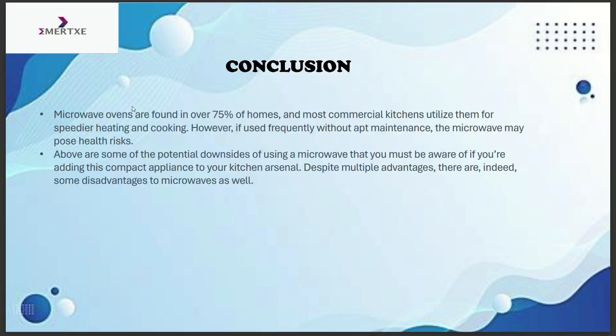Here is the conclusion: microwave ovens are found in 75% of homes. We all know everyone is using microwaves now. Commercial kitchens mostly utilize them for special feeding, heating and cooking. However, if used frequently without proper maintenance, microwaves pose health risks. We all know that.